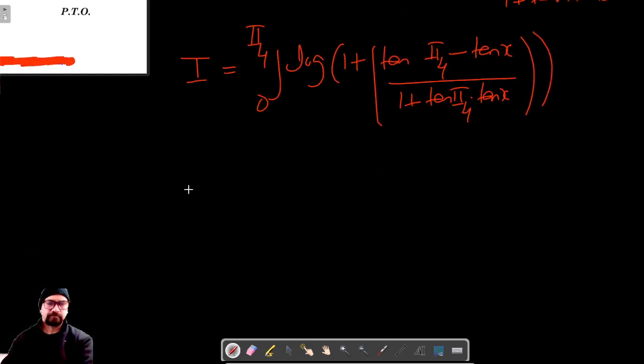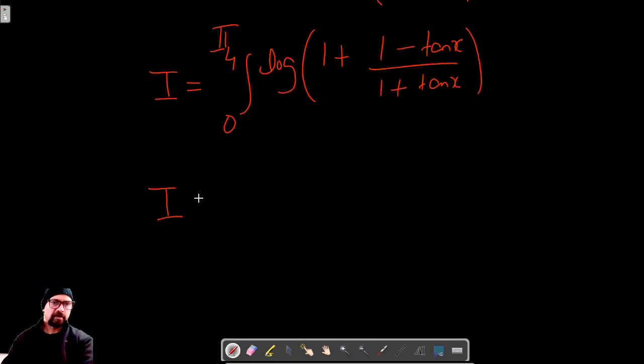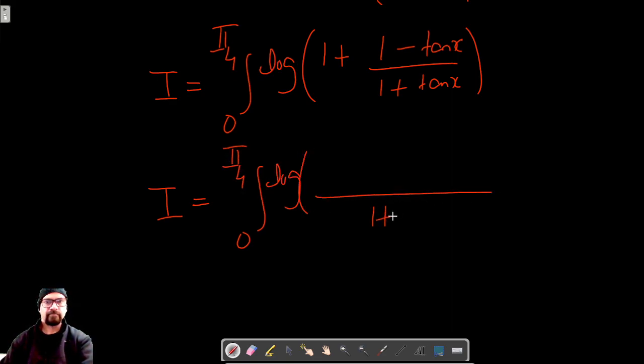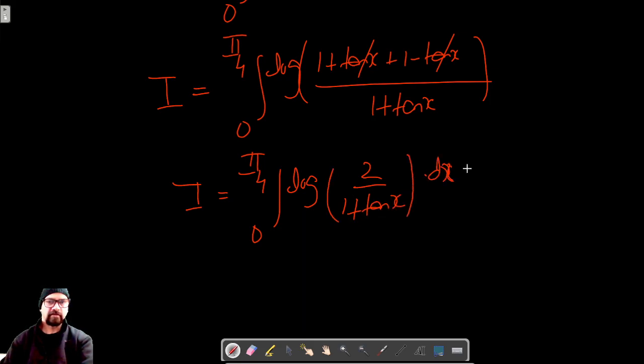Okay, now I is equal to the integral from 0 to pi by 4 of log of 1 plus, tan pi by 4 is 1, so it is 1 minus tan x upon 1 plus tan x. Let's take the LCM here, so I is equal to the integral from 0 to pi by 4 of log of 1 plus tan x plus 1 minus tan x upon 1 plus tan x. The tan x terms get cancelled, so finally this is the integral from 0 to pi by 4 of log 2 upon 1 plus tan x. Let's say this is our second equation.